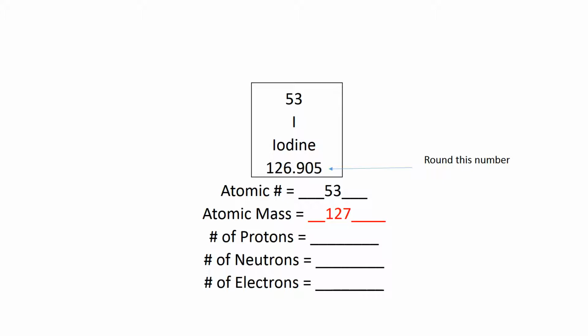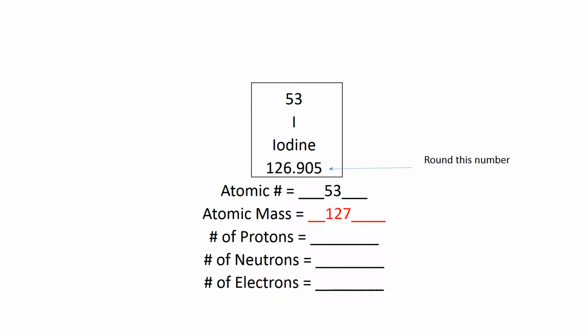I tell them to think of it as money. So 126.90 is like $126.90. Of course, this third decimal would throw them off. But is $126.90 closer to $127 or $126? Sometimes that helps, sometimes it doesn't.